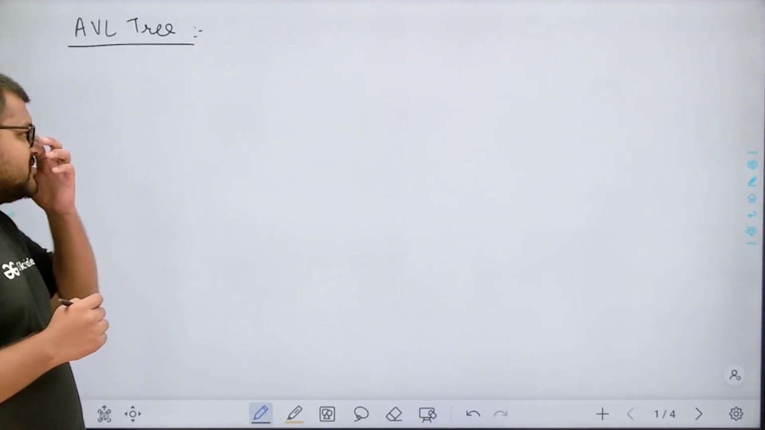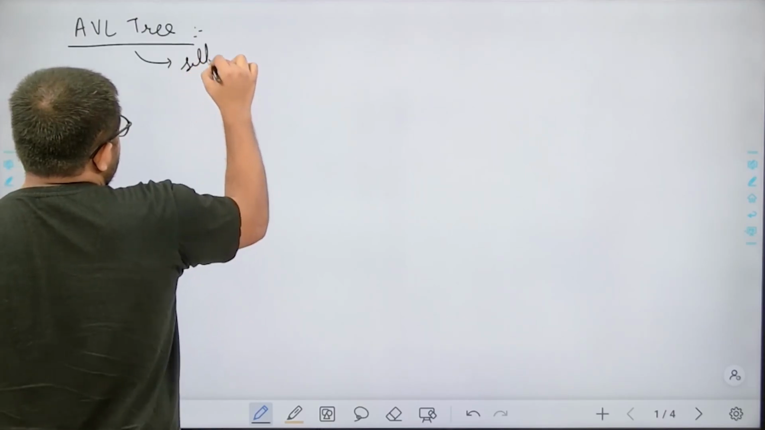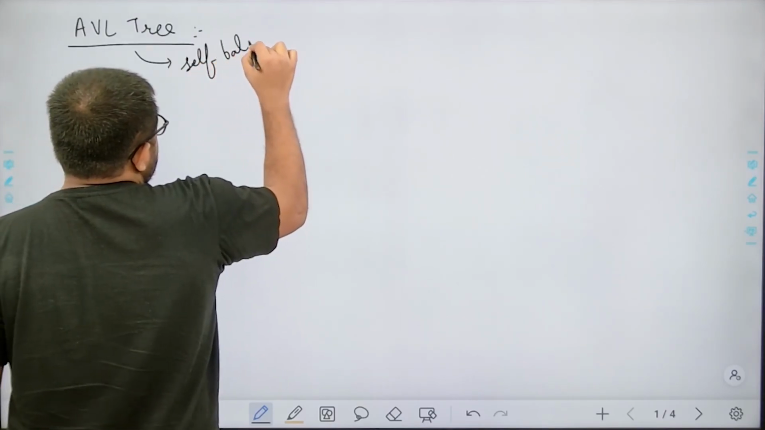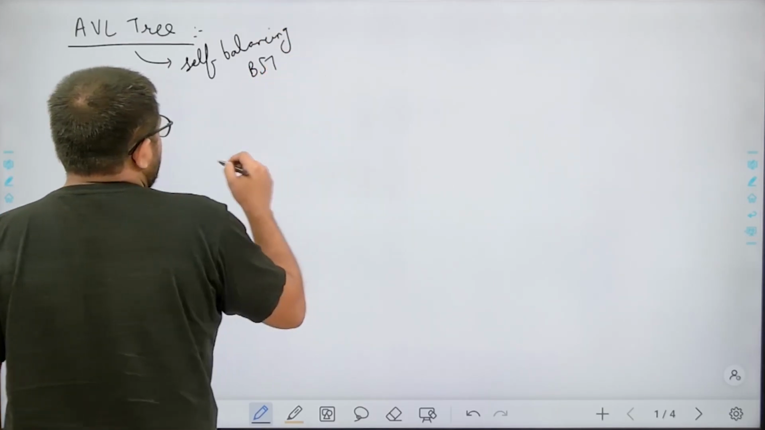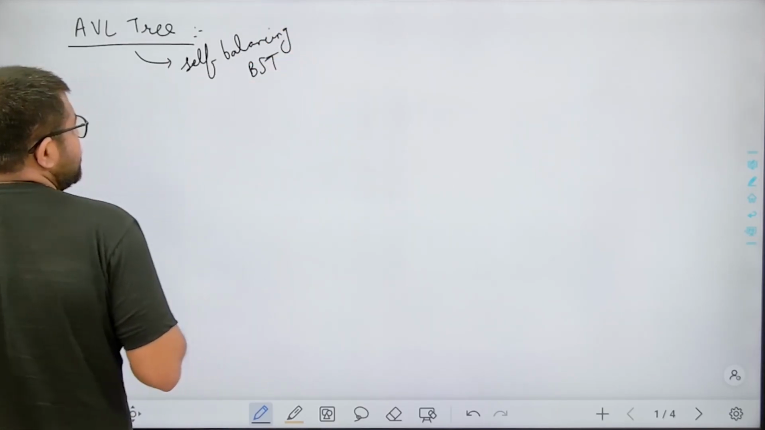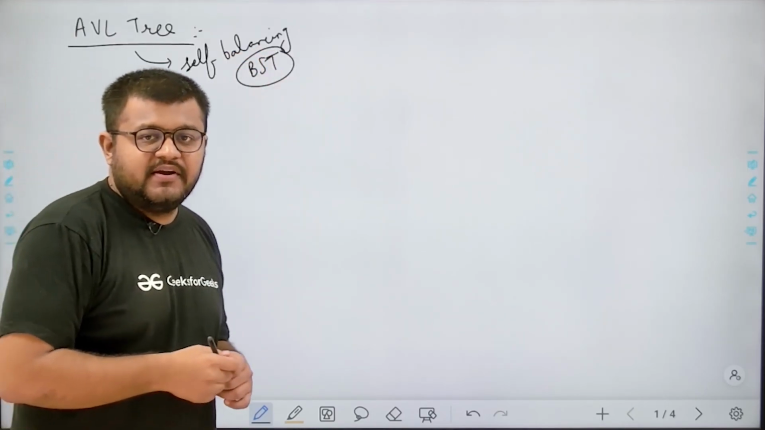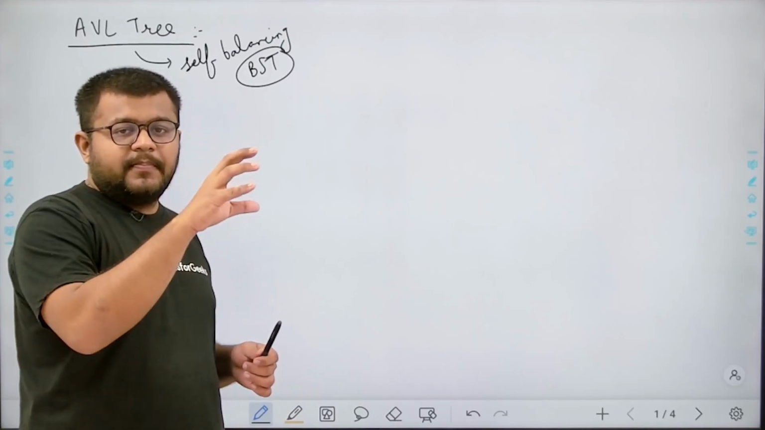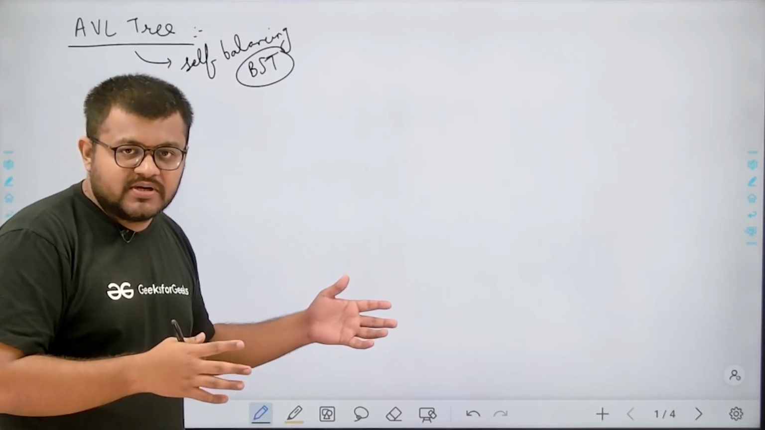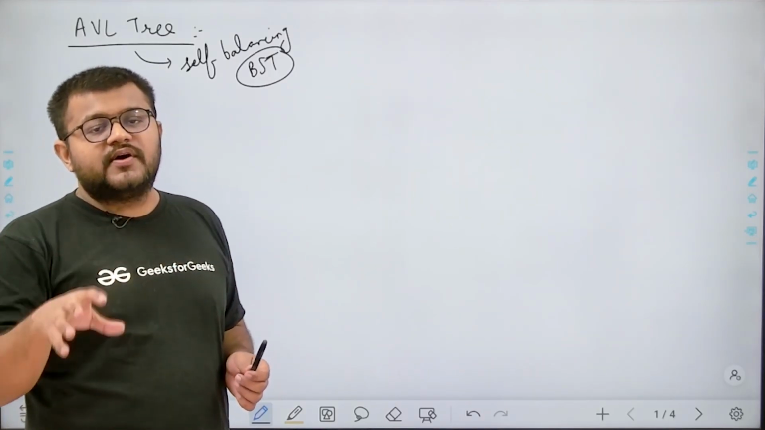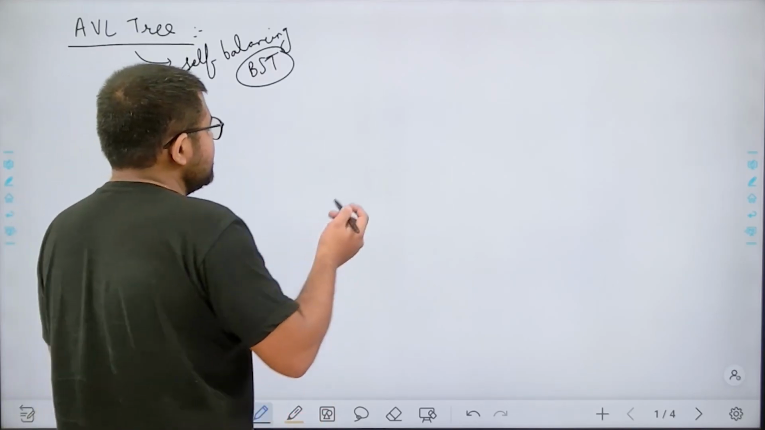First of all, let us discuss some things about an AVL tree. So what is an AVL tree? It is nothing but a self-balancing binary search tree. Now what does self-balancing binary search tree mean? First of all, what is a binary search tree? A binary search tree is a binary tree in which the value of a particular node is greater than all the nodes in its left subtree and less than all the nodes in its right subtree, and this holds true for all the nodes. Okay, that is a binary search tree.